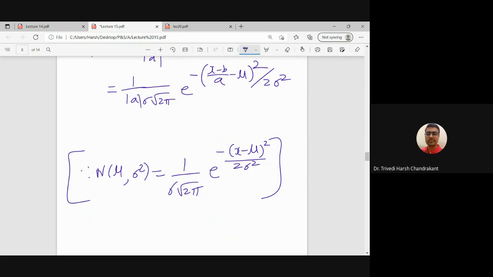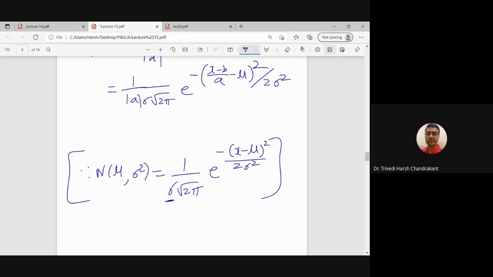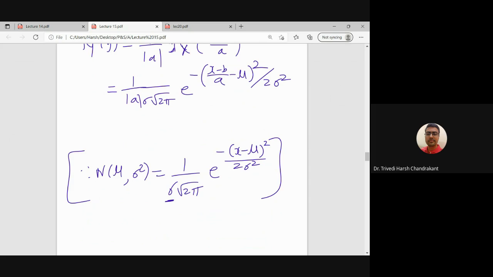Okay, now this thing we need to simplify, because here the variance was sigma, and now the variance has changed. We need to convert this formula into this type of equation, so that we can find the corresponding mu and sigma, that is, the corresponding variance and mean. So if you simplify this, what do we get?